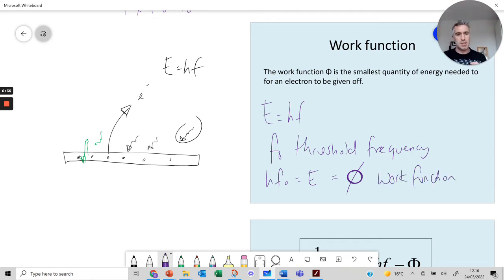The work function is the smallest amount of energy required to release an electron. So F0 is the threshold frequency, the minimum frequency of a wave that will release an electron, whereas if you times that threshold frequency by Planck's constant, you get an energy, and that energy is called the work function. And the work function is the energy required to release an electron from the surface of the material. So the work function and threshold frequency are basically talking about the same thing. One talks about it in terms of energy, and the other one talks about it in terms of frequency of the photon.